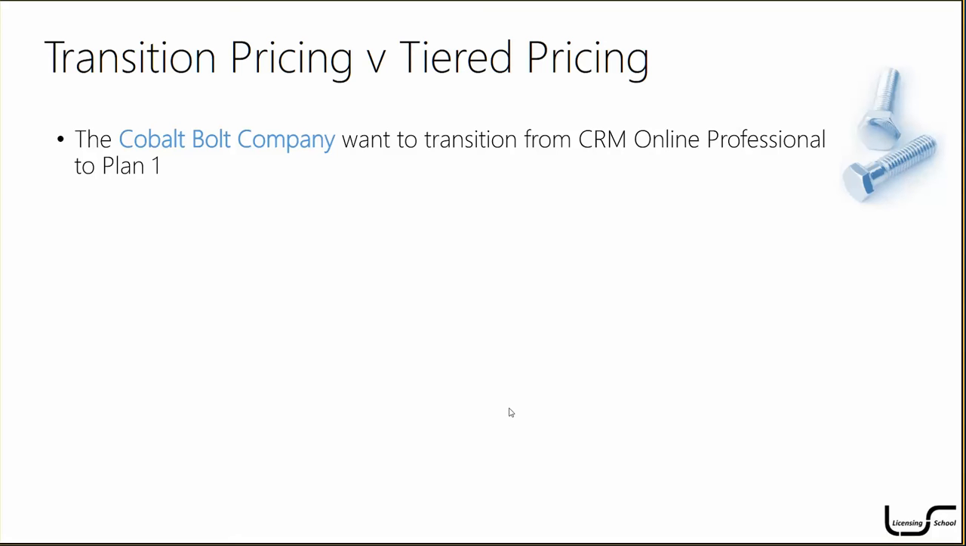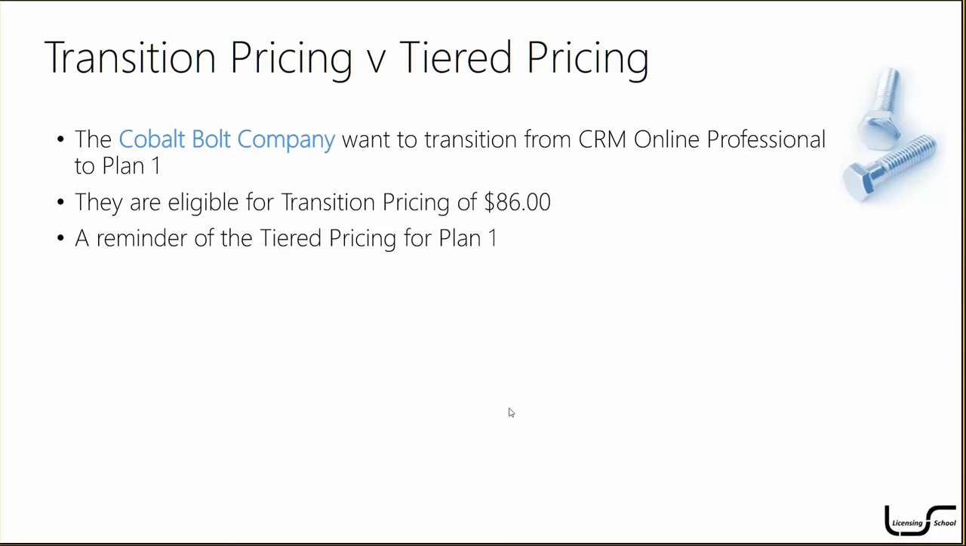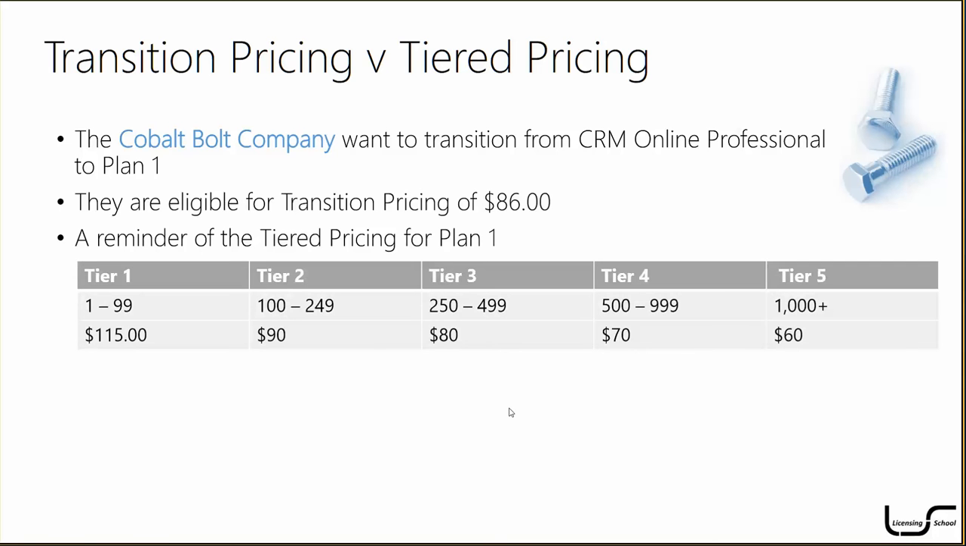They've come to the end of their subscription for CRM Online Professional. They want to renew and they want to go to Plan 1. They're eligible for transition pricing of $86. Okay. Let's have a reminder of the tiered pricing for Plan 1. So if they were a brand new customer, then they would be paying $115 under Tier 1 for Plan 1.